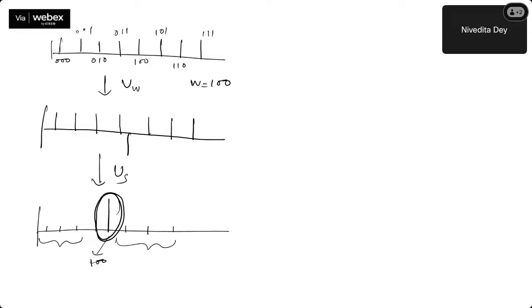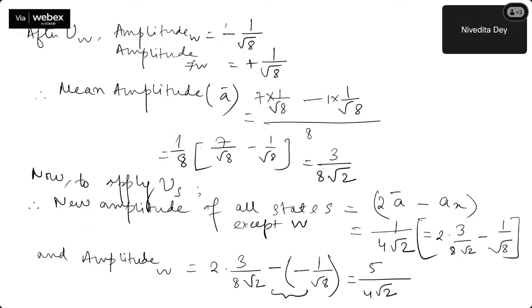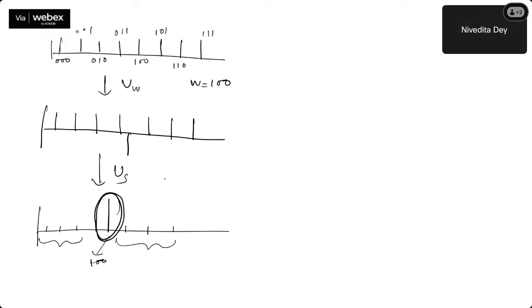So this is quantum amplitude amplification. And how much amplification are you getting over here? Initially it was 1 by 4 root 2. So you are getting almost 5 times amplitude amplification. Therefore, the amplitude of the marked state, which is your desired one, is amplified.